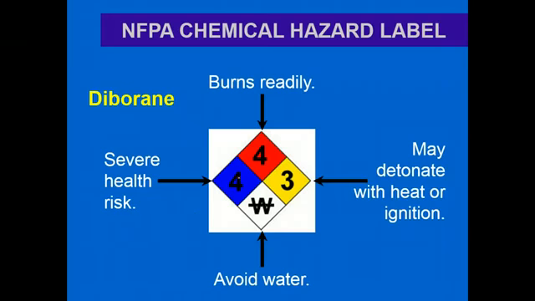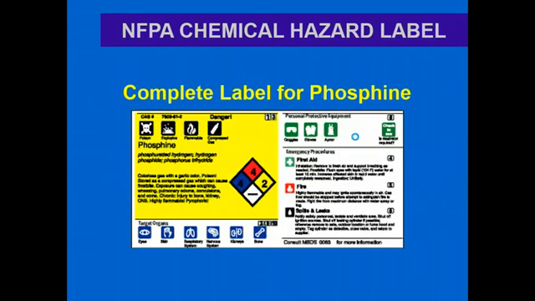Here we can see the special white one is filled in, and the W with a line through it means avoid water. So obviously, if a firefighter saw this sign, they would not use water to put out the fire. They would use something else. And again, we can see this is a pretty reactive chemical with a 3 here. It's very flammable, and it's also pretty dangerous to your health. So this would be something to really look out for, whatever's being stored, or this diborane being stored here.